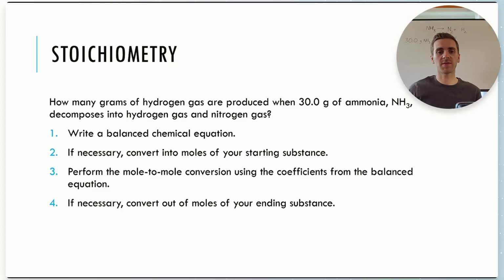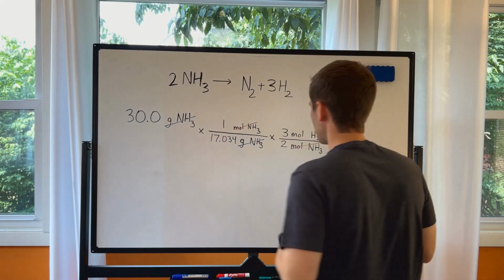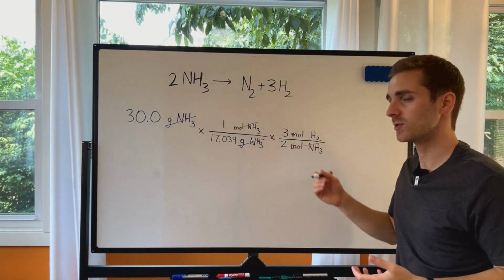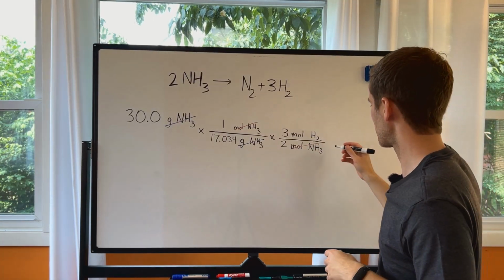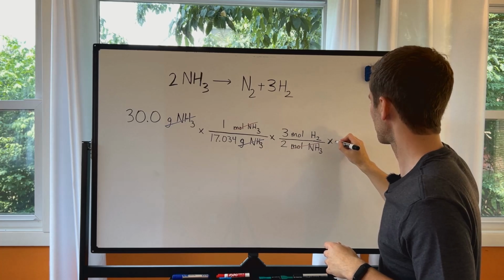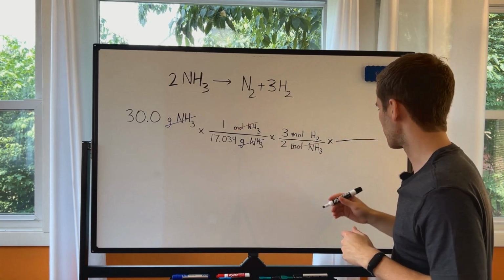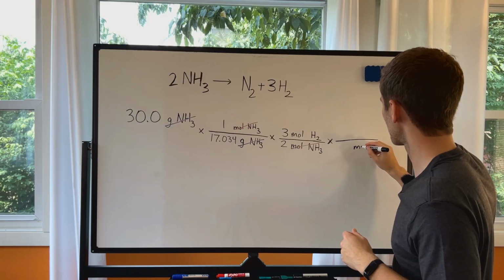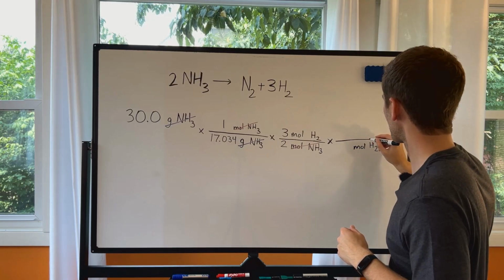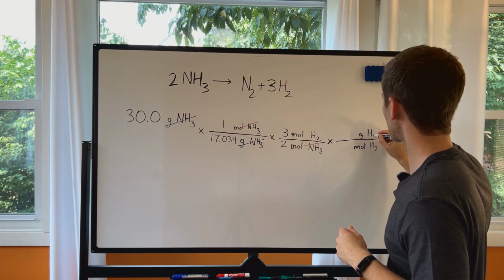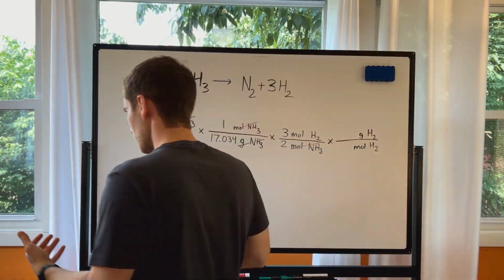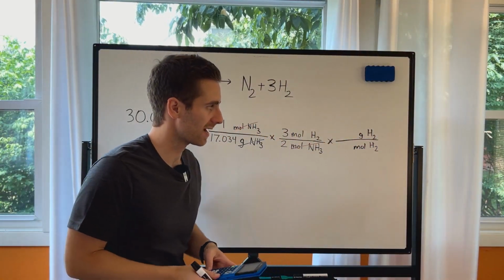Again, not always. If it just asks for the moles, we wouldn't need to do this. But oftentimes it will ask for it in a different unit, and if so, we will need to do this final conversion to convert out of moles. It's asking for the grams of H2, so we have one more step to go from moles of H2 to grams of H2. So we'll put moles on the bottom, grams on top. And again, when we're converting between moles and grams, we use the molar mass.